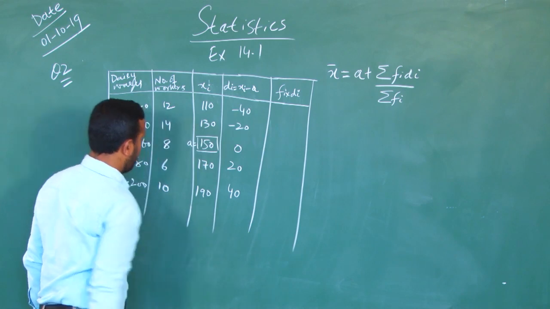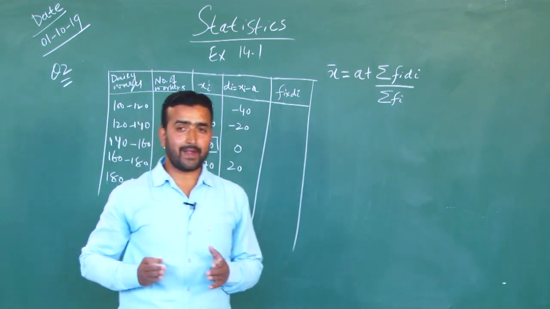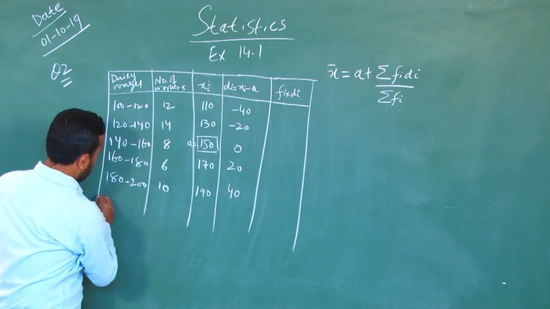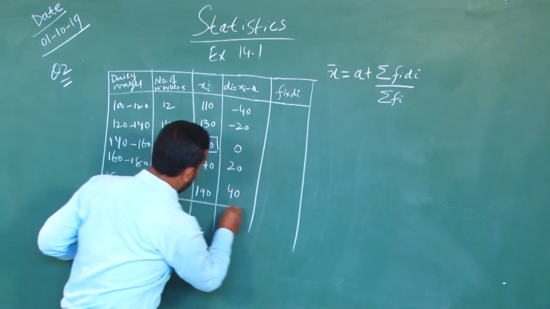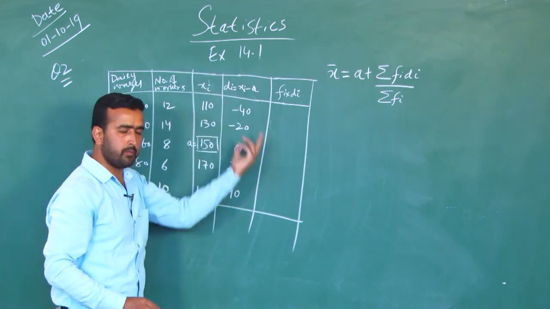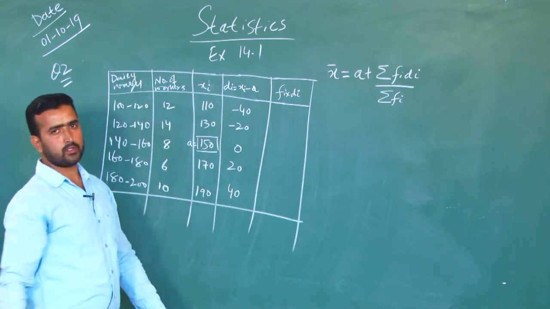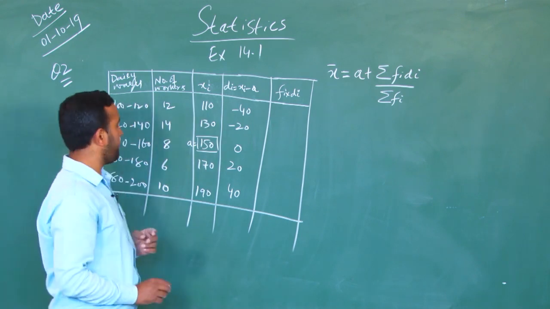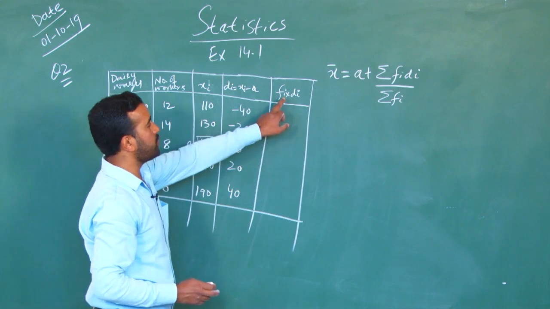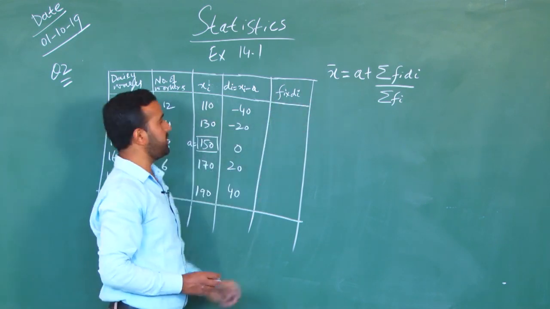And remember, this is the famous result as well: the sum of the deviations from the mean is always equal to 0. If we take the addition of all the deviations that have been taken from the assumed mean, you can see that will give us the result equal to 0 here. So this is one of the important results that you must remember. And then in the next column we have to take the product of the frequencies with the corresponding Di values, that is the deviations.